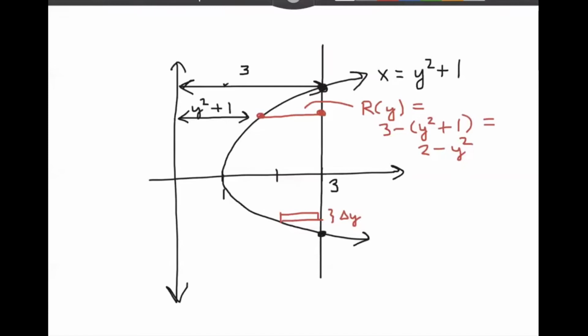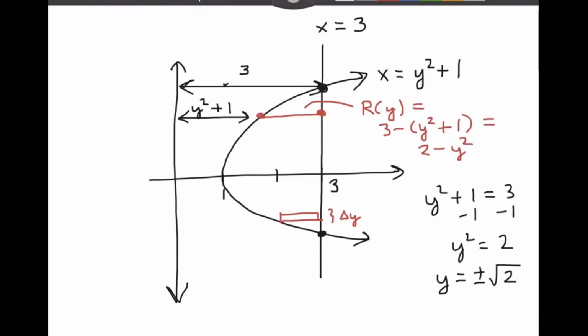Those are the points where x equals y squared plus 1 and x equals 3 intersect. So that would be where y squared plus 1 is equal to 3. And of course, that means where y squared is equal to 2, which means y is the positive or negative square root of 2. So those are going to be our limits of integration.